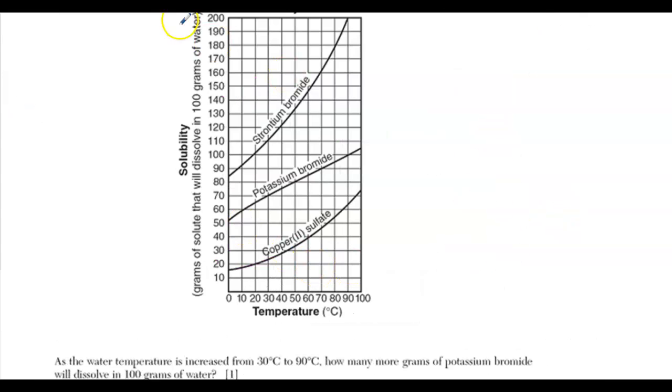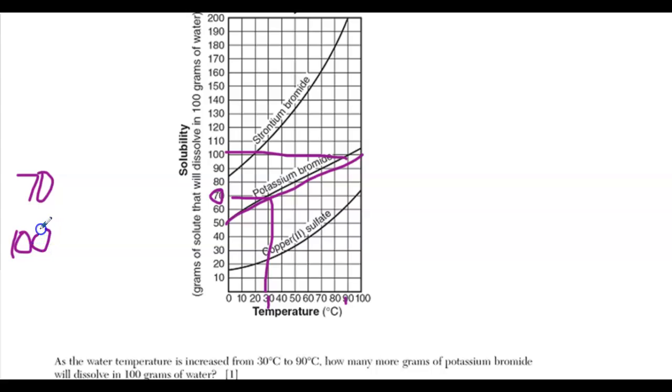All right, let's look on the next page. What happens to the water temperature when we go from 30 to 90 degrees? How does that affect potassium bromide? Well, first we have to find potassium bromide. Labeled for us right about there. As we go from 30 to 90 degrees, we're going to notice an increase in the amount of potassium bromide. Looks like we're starting at 70. And we're increasing that up to 90 degrees, which intersects the line there.